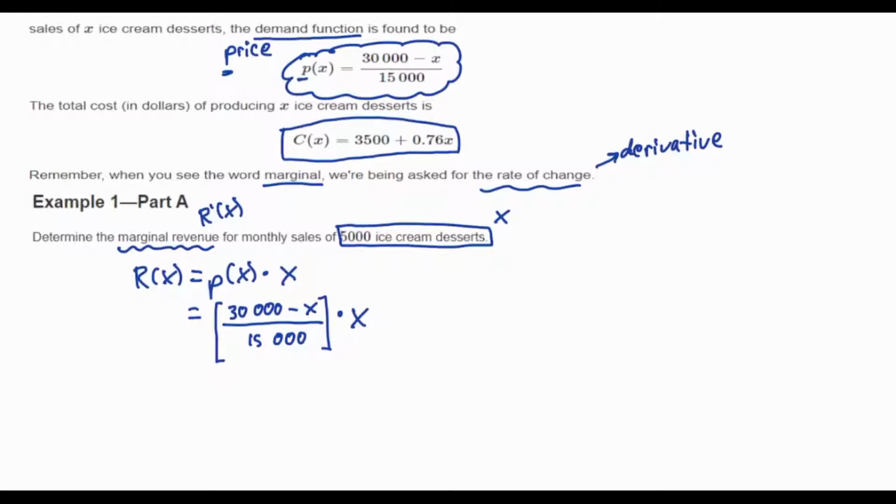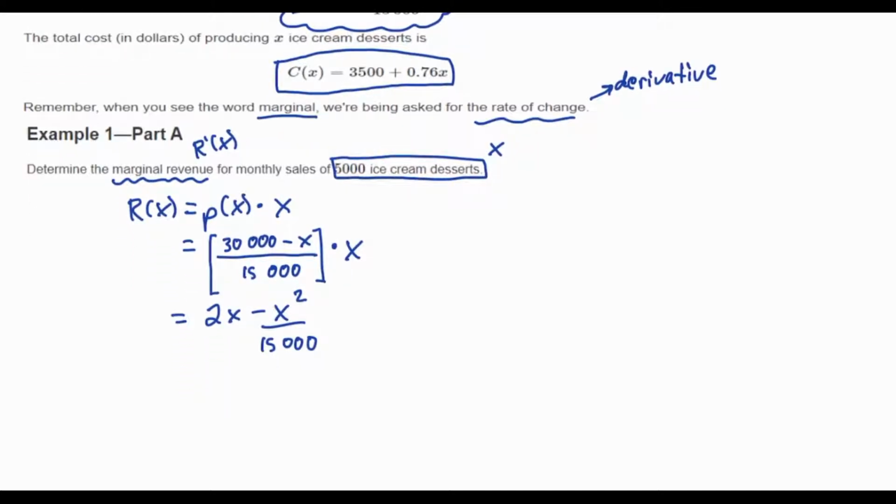And can we tidy this up a bit? Yes, let's multiply through. And so we're going to get, I can split this into 2 chunks. So I'm going to have 30,000 divided by 15,000, which is 2 times X, so 2X, minus X times X is X squared over 15,000. And I think we're good there. We can write it another way just to help us visualize as we find the derivative. 2X minus 1 over 15,000 X squared, because now we can think of it as a constant multiple question.